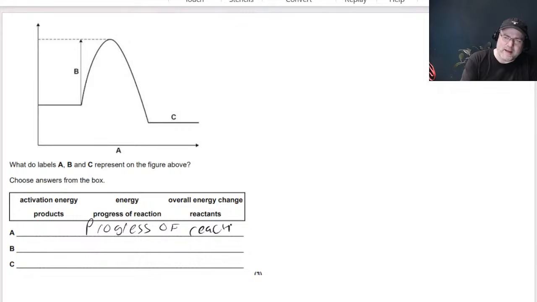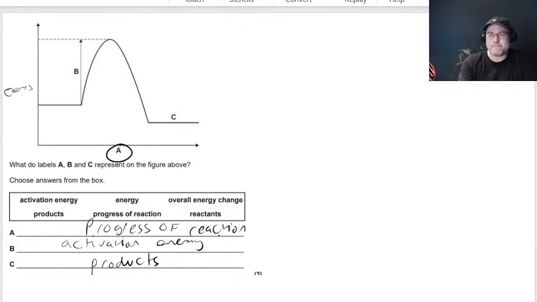They're talking about how do you label the graph. This is energy, always up here. You can call that time or progress, like how long they react. There's energy there. B is activation energy. C is products. Okay, and they didn't have the energy of the reaction.